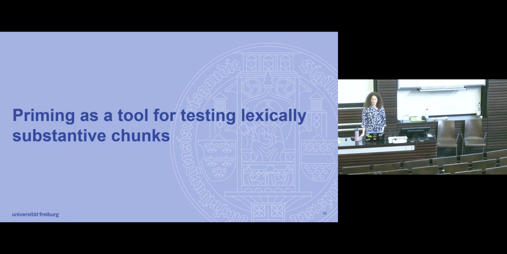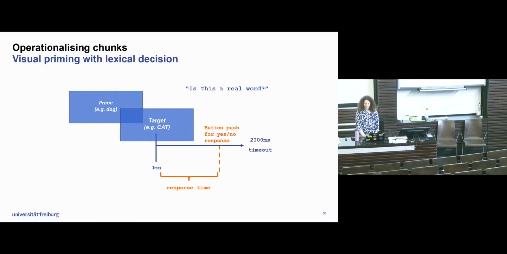And this is a study that I've conducted, and I would briefly like to show you how that works. So in a typical priming experiment, people sit in front of a screen and they see pairs of words. The first word is called the prime. The second word that they see is called the target.